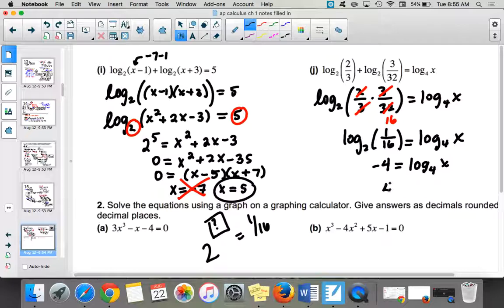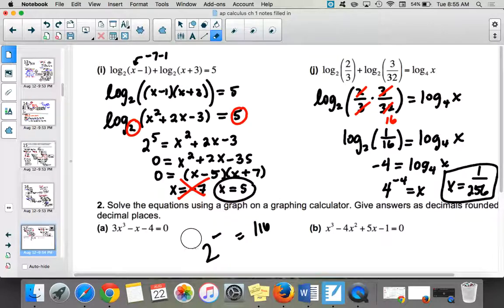When we switch forms, we get 4 to the negative 4 equals x. Ooh, 4 to the negative 4. What is 4 to the negative 4? It's 1 over something, right? 4 to the 4. Do you guys know 4 to the 4? I think it's 256. Is it 256? Yeah. So 1 over 256. Oh, the random math facts in my head. I don't know why I used 4 to the 4.